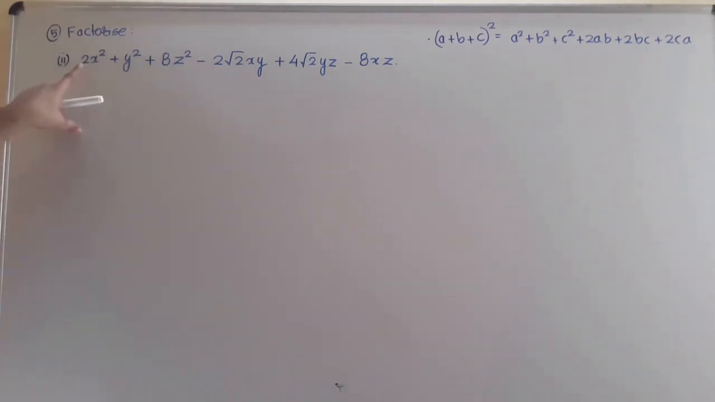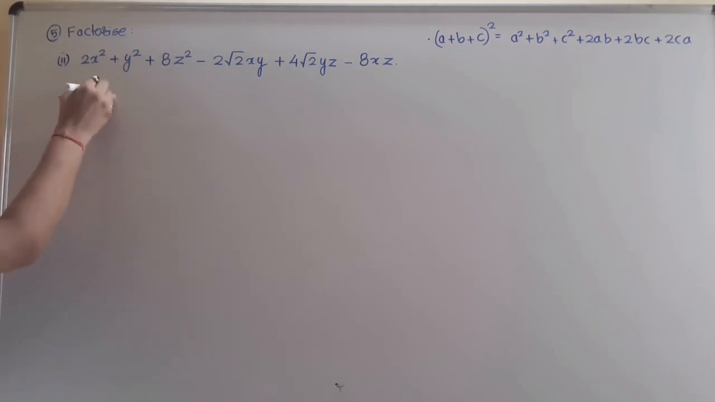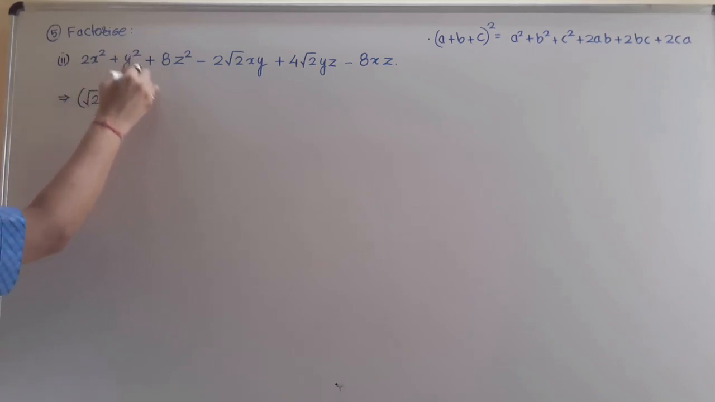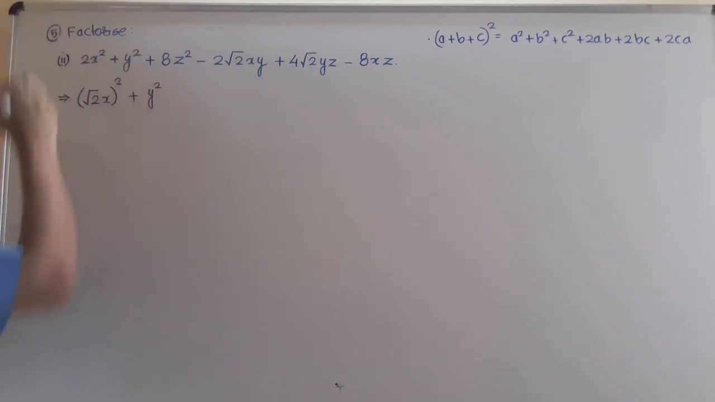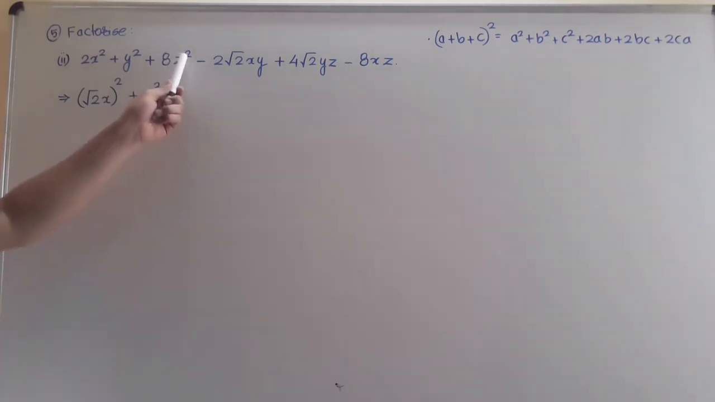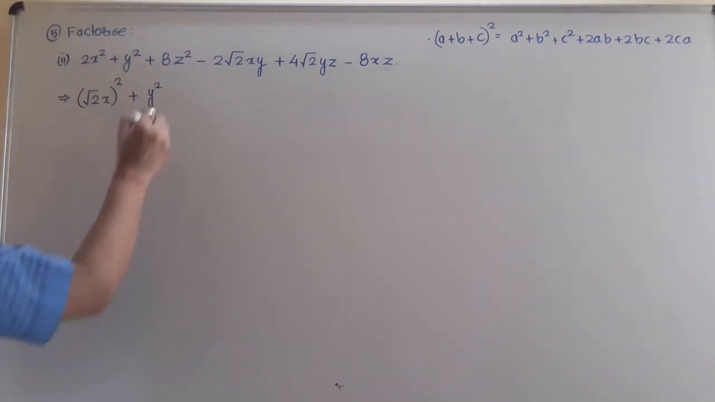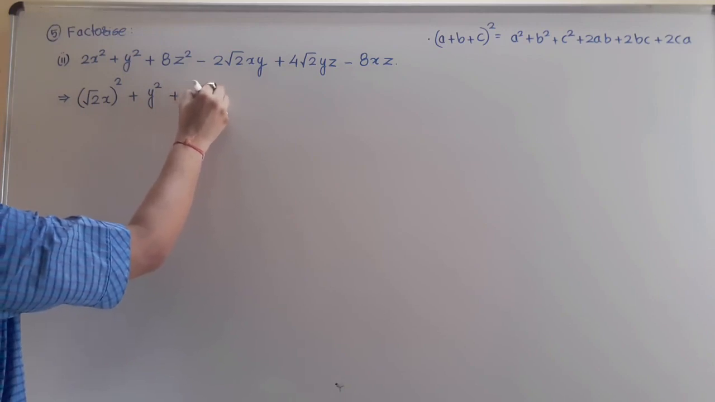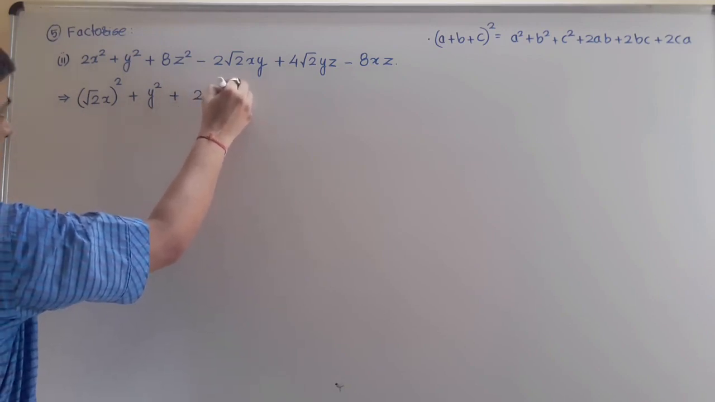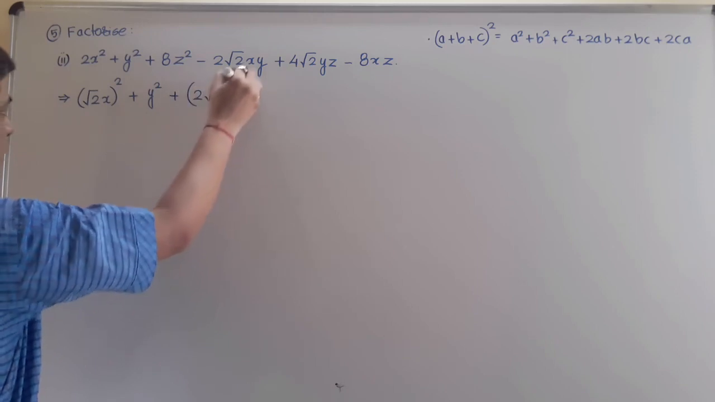See, if I write down 2 as under root of 2 the whole power 2, so both the terms will have power 2. So the power I will combine. So this I will write down as under root of 2x whole power 2 plus y square, I am writing as it is because it does not have any coefficient, and 8 I am writing as 2 under root of 2 whole power 2, and here z is also having power 2, so their power I am going to combine. That will be 2 under root of 2 and then z whole power 2.